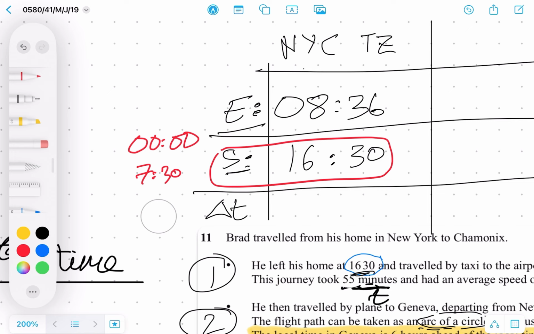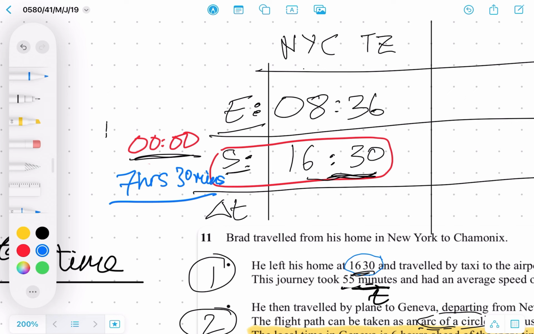Oh, sorry, it is 7 hours 30. Yes, it is 7 hours 30. So between 4:30 p.m. on day 1 to 12 midnight, it would be 7 hours 30 minutes.